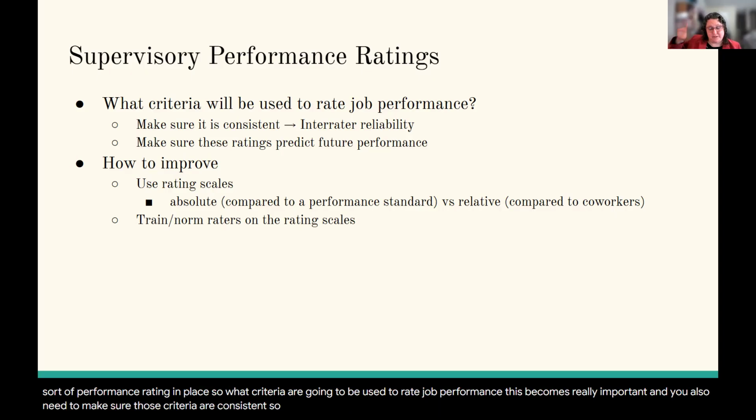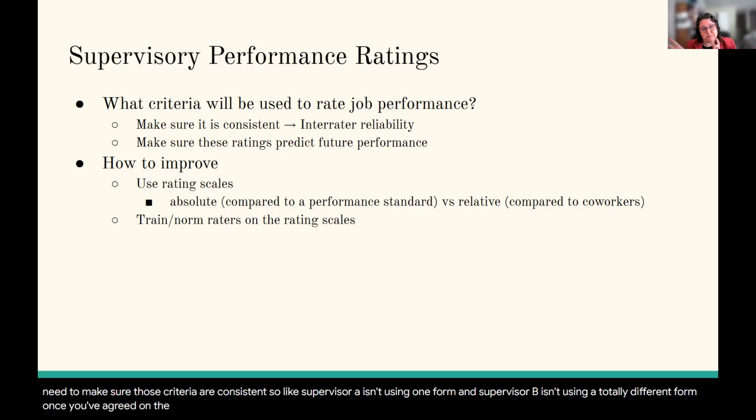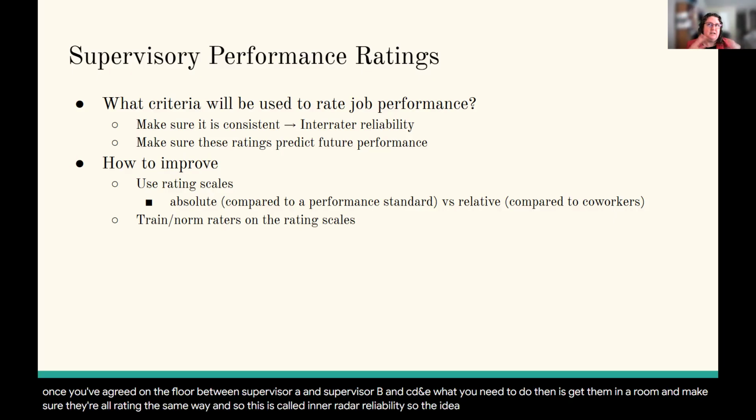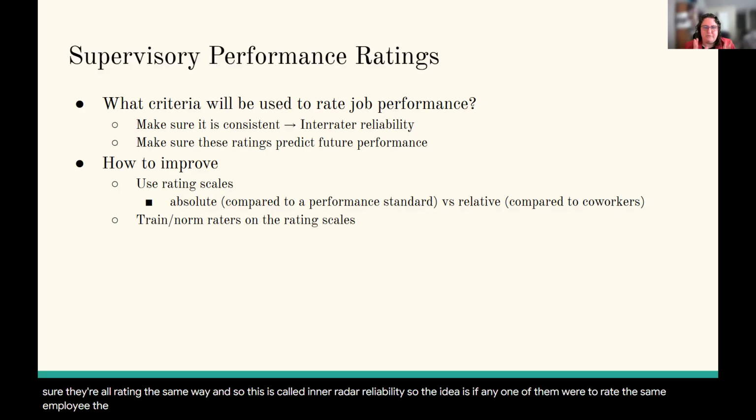So, like supervisor A isn't using one form and supervisor B isn't using a totally different form. Once you've agreed on the form between supervisor A and supervisor B and C, D, and E, what you need to do then is get them in a room and make sure they're all rating the same way. And so this is called inter-rater reliability. So the idea is if any one of them were to rate the same employee, the ratings would be very, very similar, if not identical.